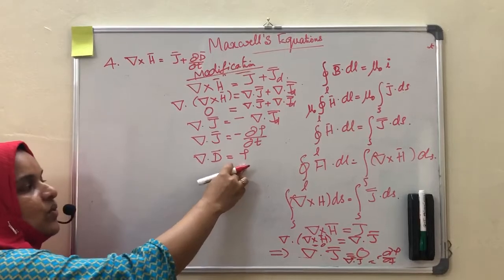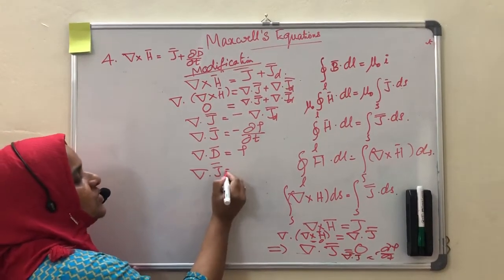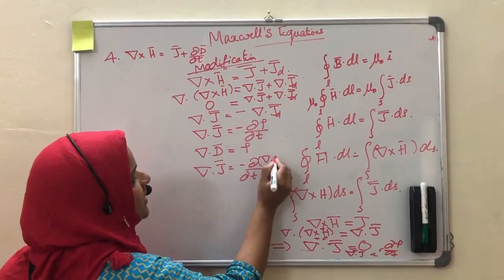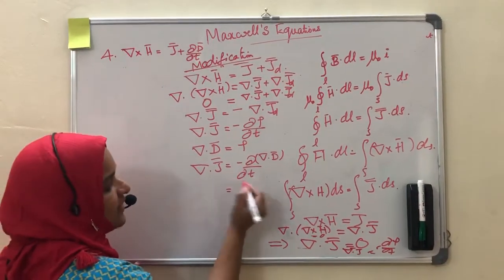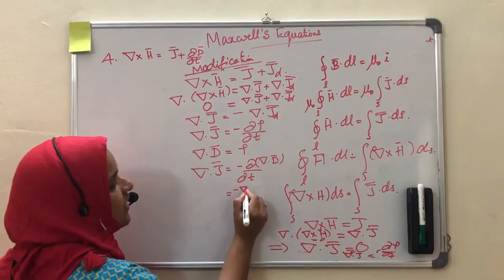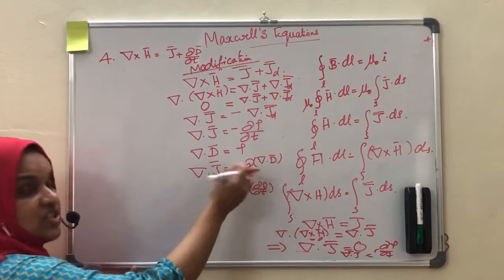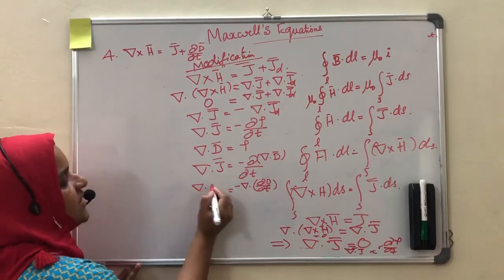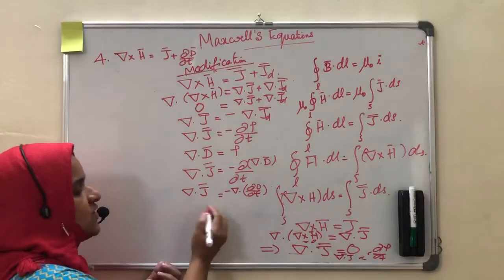Substituting this rho in this equation, that is, del dot J is equal to minus dou by dou T of del dot D. Then interchanging the operations, the right hand side becomes minus del dot of dou D by dou T, simply interchanging the operations of dou by dou T and del dot. The left hand side is del dot J.